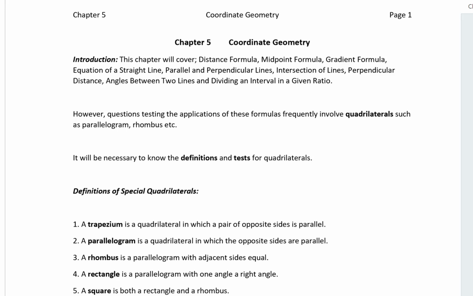So this chapter covers the distance formula, which I'm sure you've done, the midpoint formula that I was just talking about, and we see an extension of that. The gradient formula, equation of a straight line. Now you've been able to tell me that already. Lines that are parallel, lines that are perpendicular, intersections of lines. Well, we've talked about the intersection of graphs, more than just straight lines.